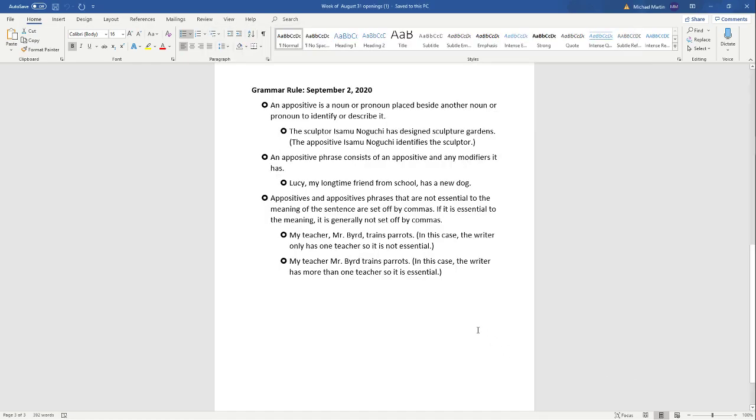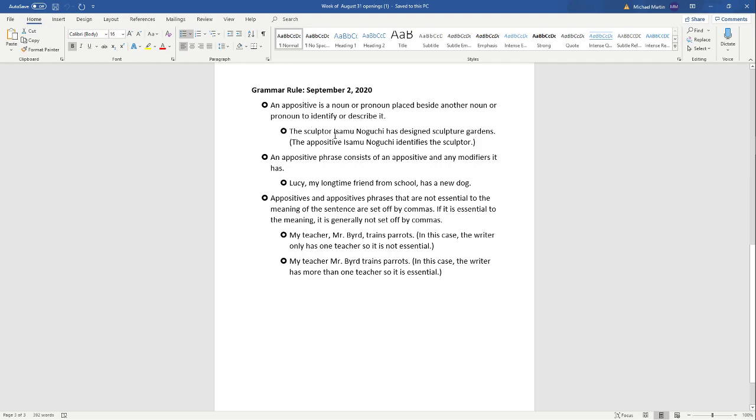We're going to be talking about our grammar rule for September 2nd. This one is, I'd say, pretty simple because it's all a matter of word placement. And what are we talking about here? It's an appositive. An appositive is a noun or pronoun placed beside another noun or pronoun to identify or describe it.